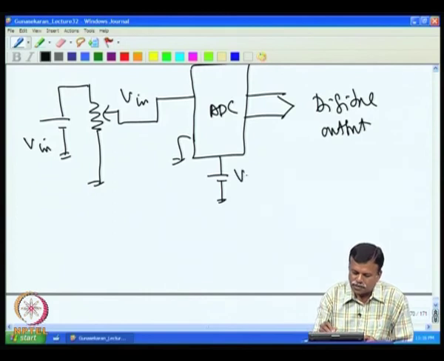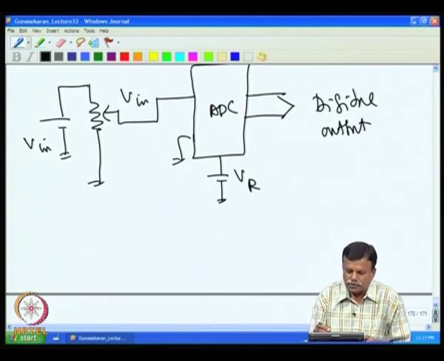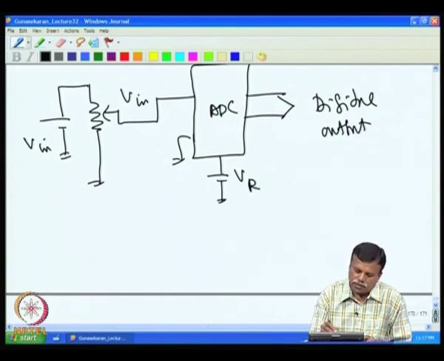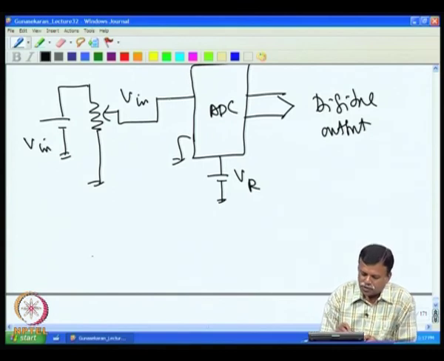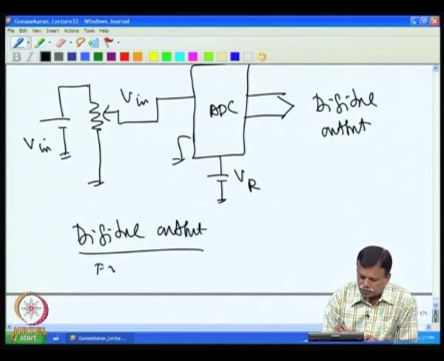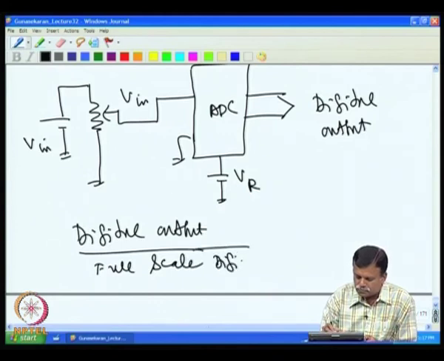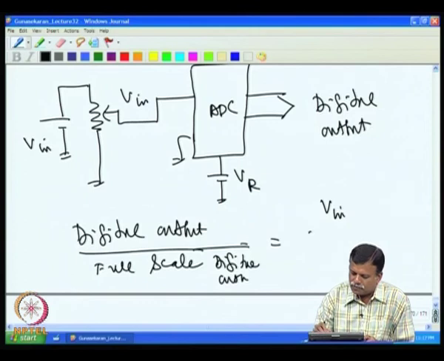This is a V reference. Now, we know that in an A to D converter essentially the output digital value is nothing but the ratio between the two voltages, that is, the input and the reference. So, digital output divided by full scale digital output is actually equal to V in by V reference.